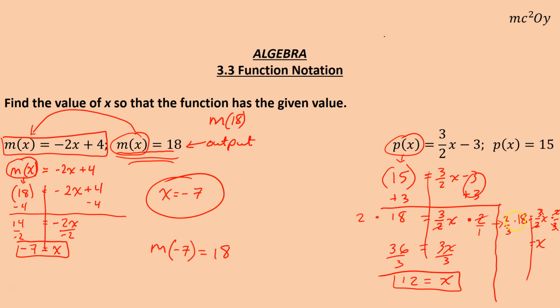And here I have 2 times 18 divided by 3. A fraction is just multiplying by the top and dividing by the bottom, or dividing by the bottom and then multiplying by the top. Either way, 2 times 18 is 36 divided by 3 is 12. Or 18 divided by 3 is 6 times 2 is 12. Either way, you get the same answer, and it doesn't matter which one you do. Multiplying by the reciprocal is a little faster.